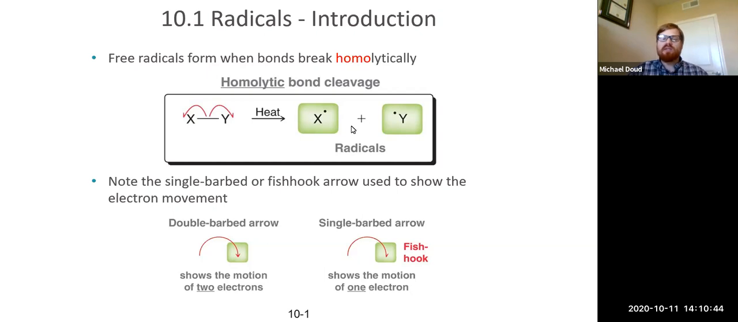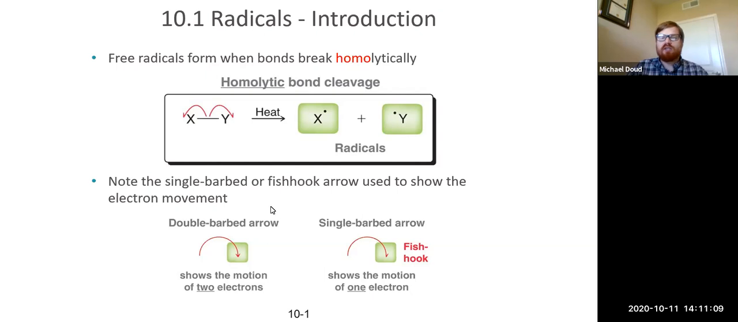And that produces basically X and Y, but X and Y with a single electron that we're going to just represent with a little dot. You can represent it however you like, but a lone pair is two dots, right? So that you know that the dot is the electron form. So we're just going to follow along the electrons in that way.